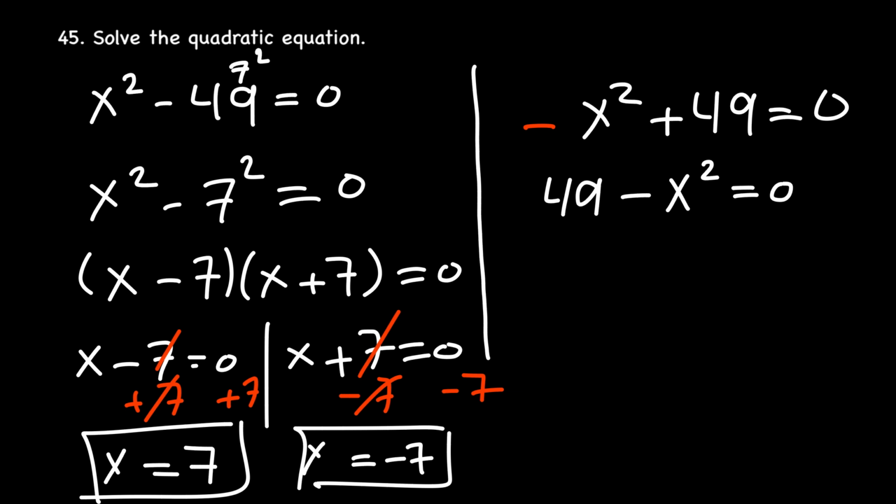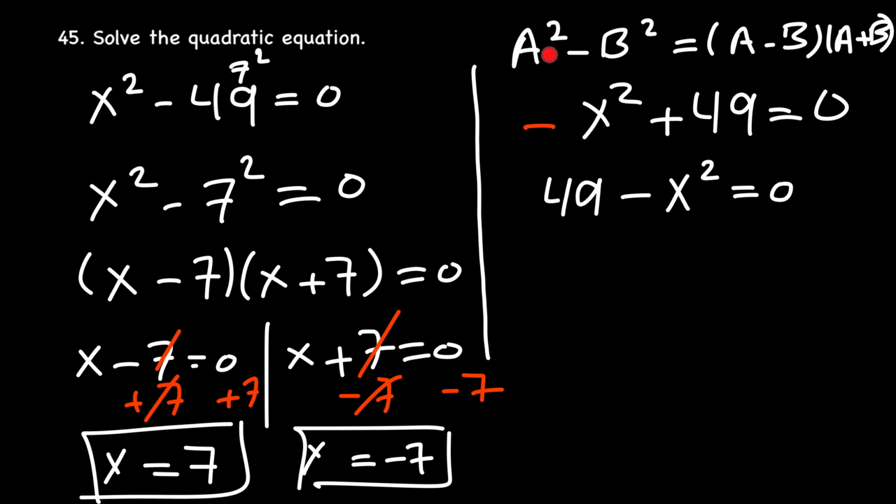So basically we did not change anything in the question. Positive 49 is this, and negative x squared is this. So why did we do this actually? Because according to the difference between two squares formula, a squared minus b squared equals a minus b, a plus b, right? So according to this formula, we should have the negative sign in the middle, right? So that's why we change the order of the terms. So now we can solve normally.